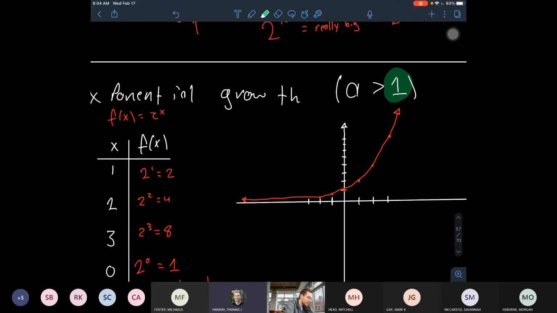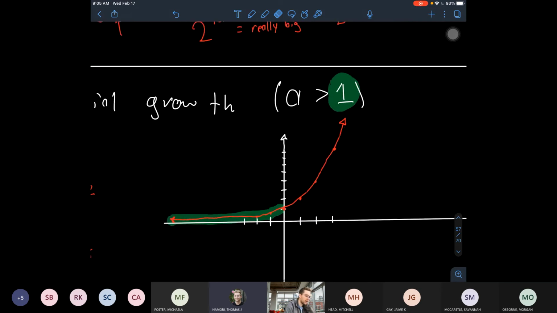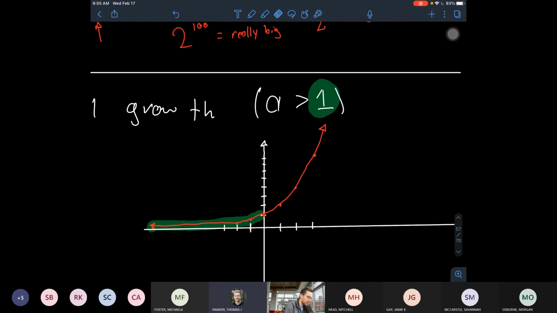And remember, what I said was that as we go very, very negative, right? Say we look at the point negative 100. If we were to plug that in, we would get 2 to the negative 100 equals 1 over 2 to the 100, which is still larger than 0, but very close to 0. Okay, so that's what's going on on the left-hand side: we're just getting really, really close to the x-axis, but never touching it. And on the right side, we're blowing up, basically. We're going to positive infinity.